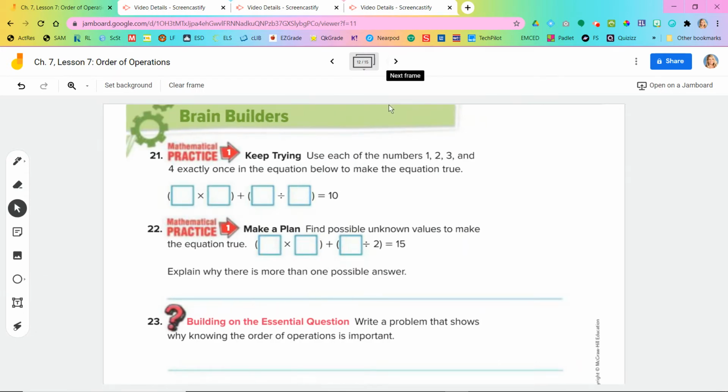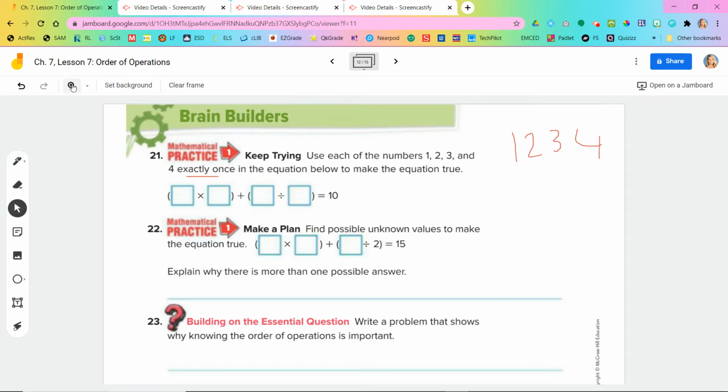All right, so this is what I wanted to do together. This will help you whenever you are missing numbers in those problems on the front. So here it says use each of the numbers 1, 2, 3, and 4. I'm going to put them over here. Exactly once. So I can only use these once, so I'm going to mark them out. Use each of the numbers exactly once in the equation below to make the equation true.